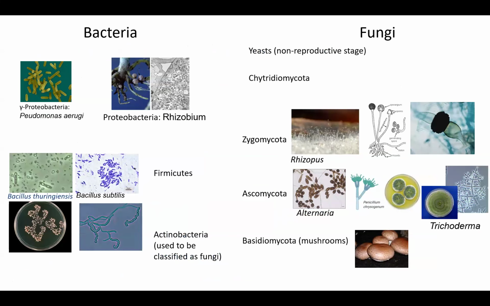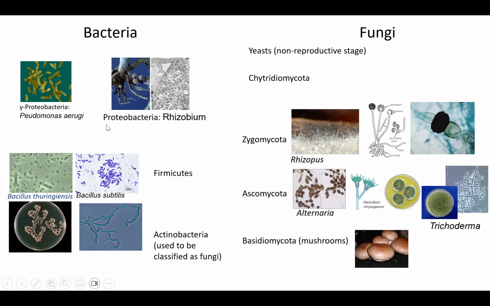There are tens of thousands of species of bacteria in soil. That's my guess. We still don't know, but these are just a few general groups. We have Pseudomonas, a very common genus. There are dozens of species of Pseudomonas, and they have a variety of lifestyles.